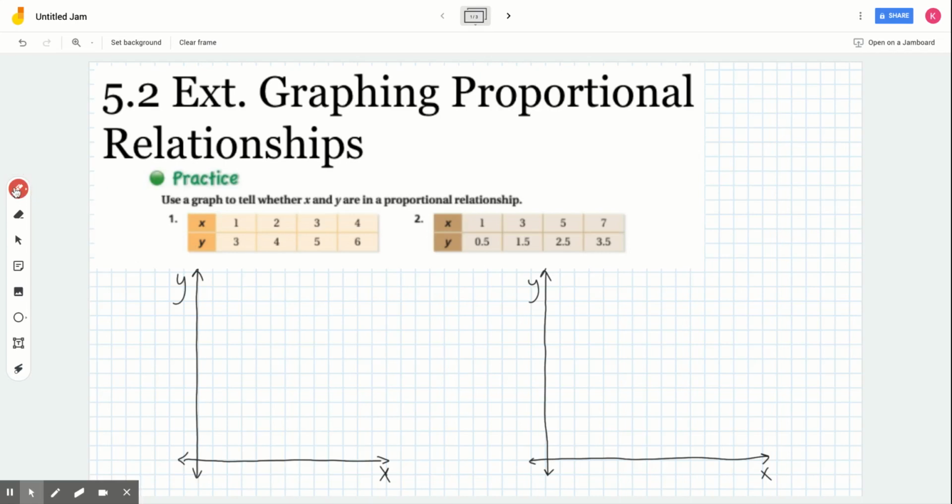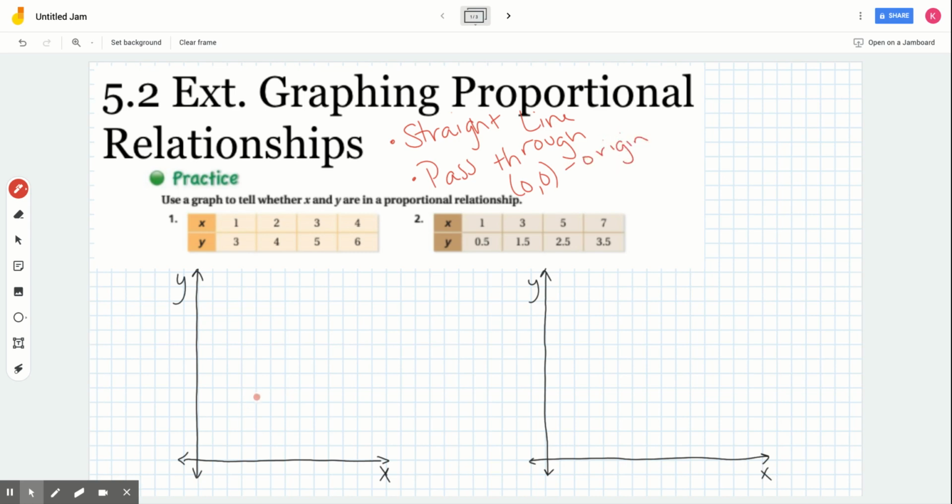Today we're going to be talking about the 5.2 extension on graphing proportional relationships. The two main things that you need to know is that a proportional relationship on a graph is always going to be a straight line, and it's always going to pass through the origin. Now, the origin on a graph is the point 0, 0. So always a straight line, always pass through 0, 0 or the origin.